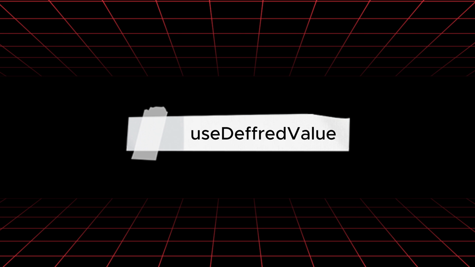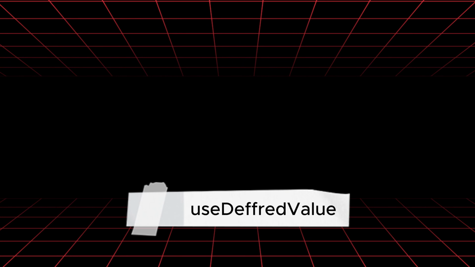Remember, useDeferredValue doesn't cancel updates. It just delays them slightly, giving React space to keep the UI smooth. This is a simple change, just one line, but it can dramatically improve performance in real-world apps. Try it out in your next project.